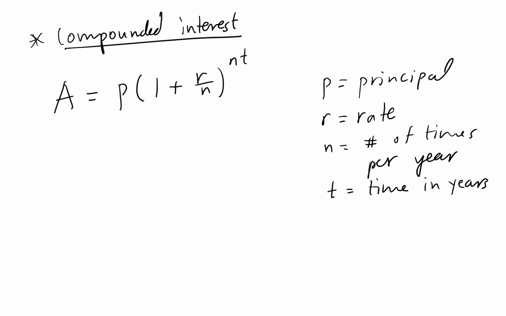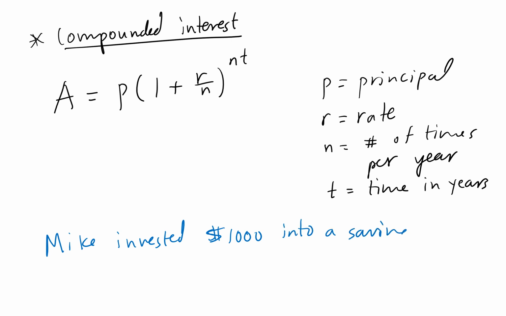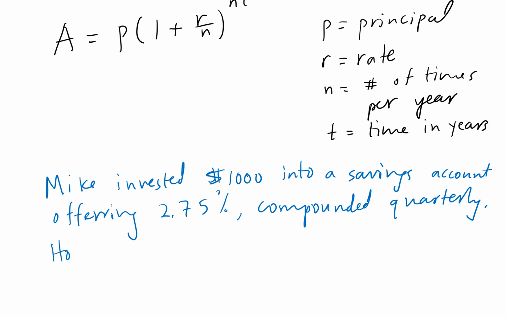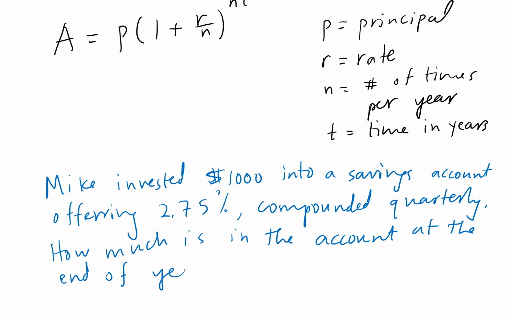To look at an example of this, let's say Mike invested $1,000 into a savings account offering 2.75% compounded quarterly. How much is in the account at the end of year 3?